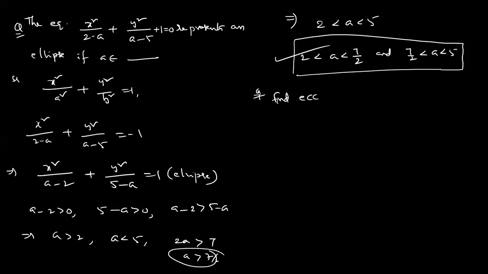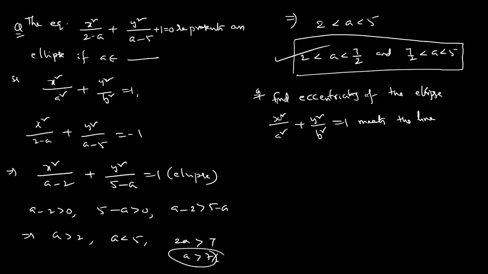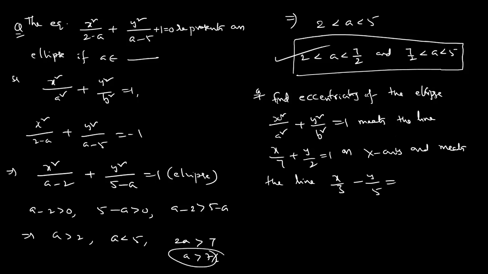Find eccentricity. Anyone? Find eccentricity of the ellipse x square by a square plus y square by b square is equal to 1 that meets the line x by 7 plus y by 2 is equal to 1 on x-axis and meets the straight line x by 3 minus y by 5 is equal to 1 on y-axis.